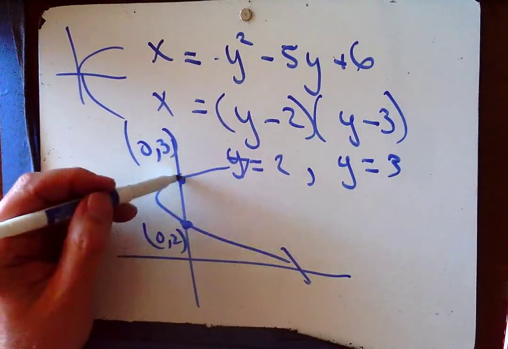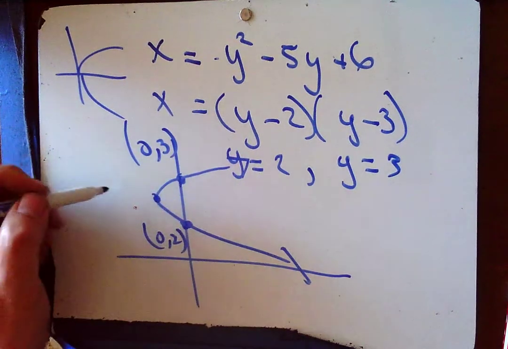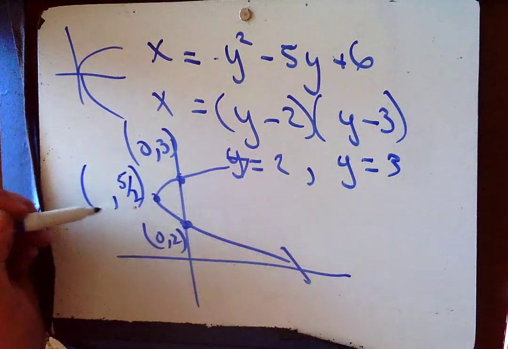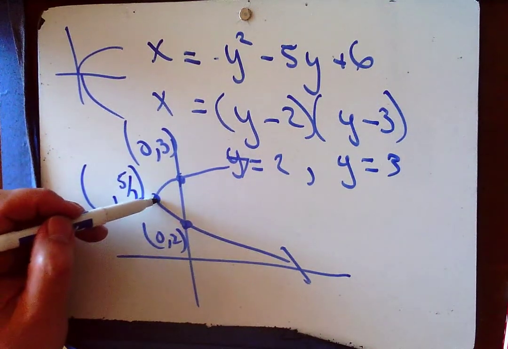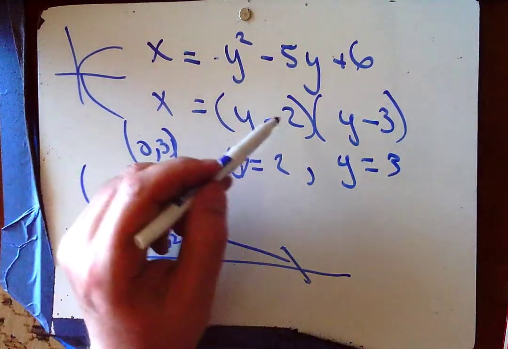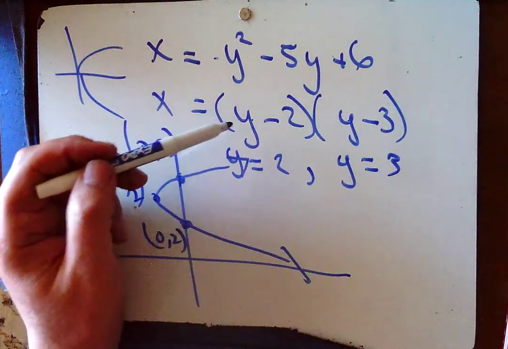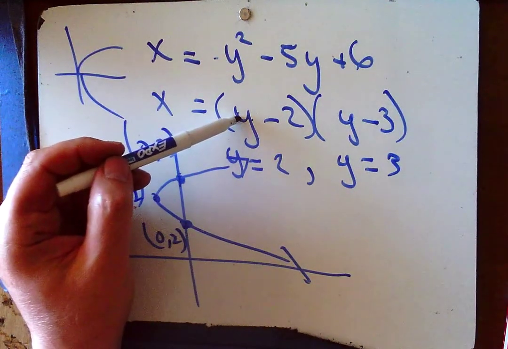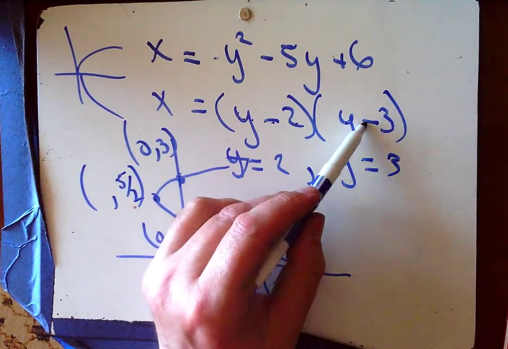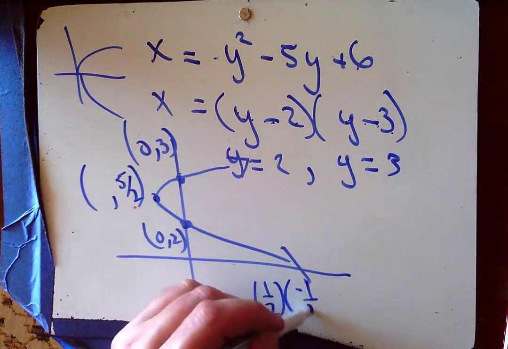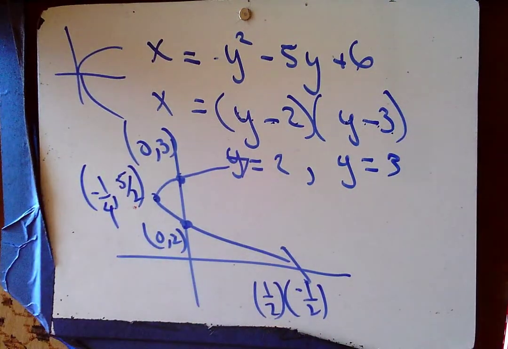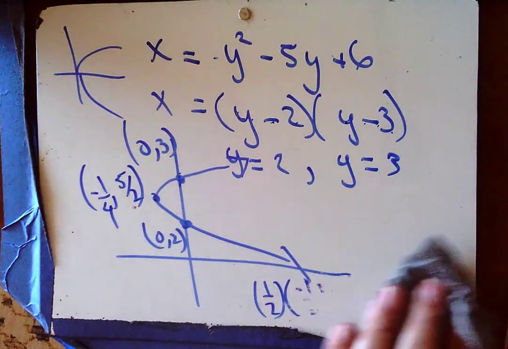Remember, halfway between these intercepts is going to be this vertex. So I know the y value there will be 2.5 or 5/2. I don't know what the x value is. And if I want to find out that x value, I'm going to have to take this y value and plug it in. So if I plug in 5/2 here, 5/2 minus 4/2 is 1/2. 5/2 minus 6/2 is negative 1/2. And so I get negative 1/4 as my x value. Okay? Wasn't that fun? Now here's yours.